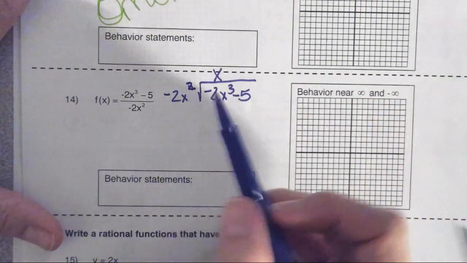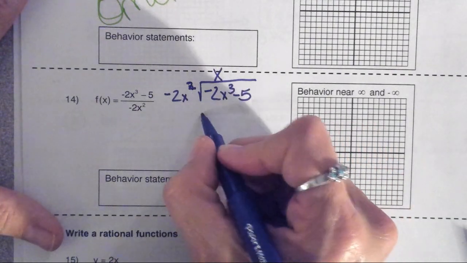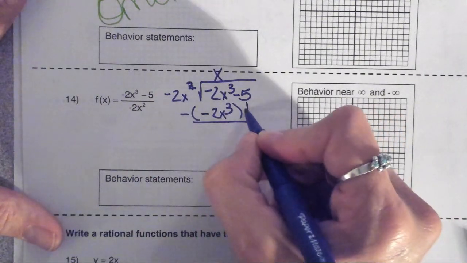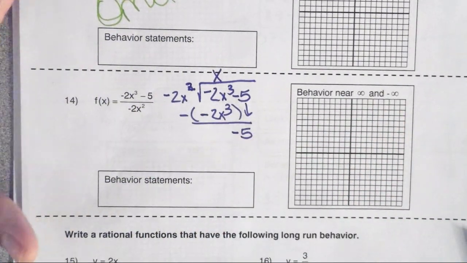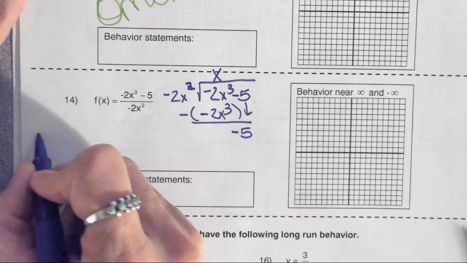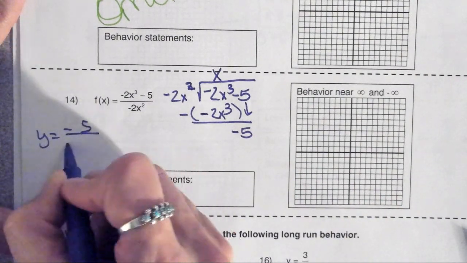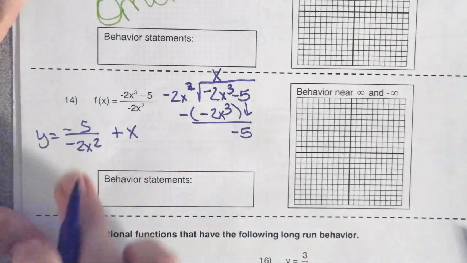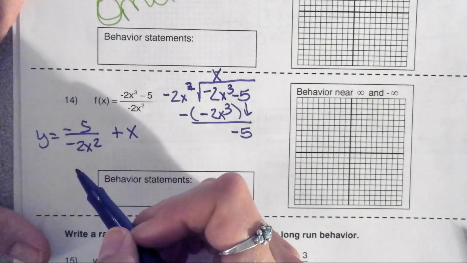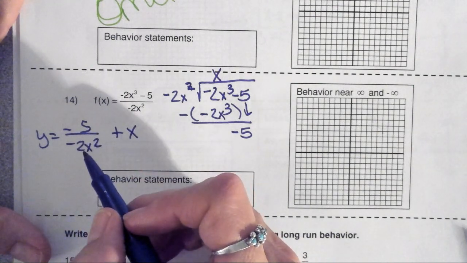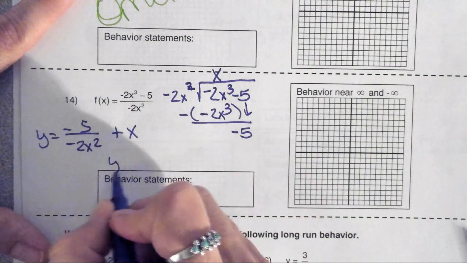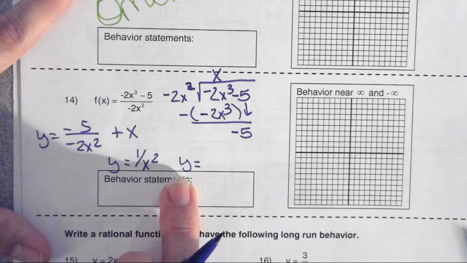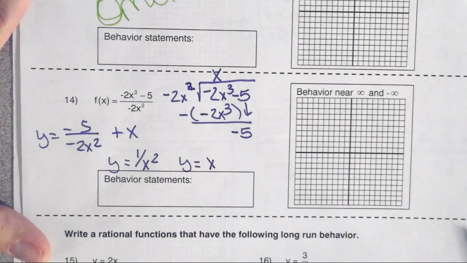And then I'm going to remember to multiply. Negative 2x squared times x is going to be a negative 2x to the third. And then we're going to subtract, and I'm going to bring down my negative 5. So we have y equals negative 5 over negative 2x squared plus x. So a negative over a negative is going to cancel. So I'm going to have 5 over 2x squared. So it's going to look like a positive 1 over x squared with an oblique asymptote at y equals x.